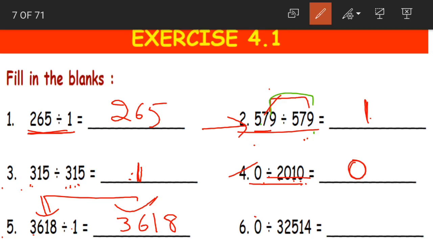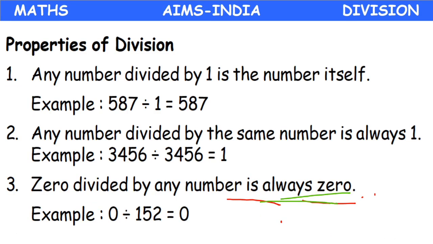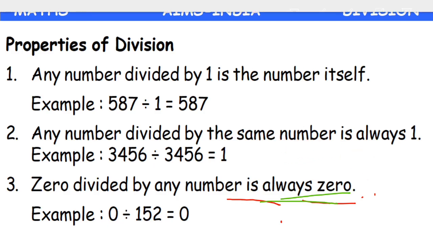0 divided by 32,514, children. Now when 0 is divided by any number, what will be the answer? We saw in question number 4. 0 only. When 0 is divided by any number, the answer is always 0. Understood, children? The three properties of division. First one was any number divided by 1 is the number itself. Any number divided by the same number is always 1. 0 divided by any number is always 0.